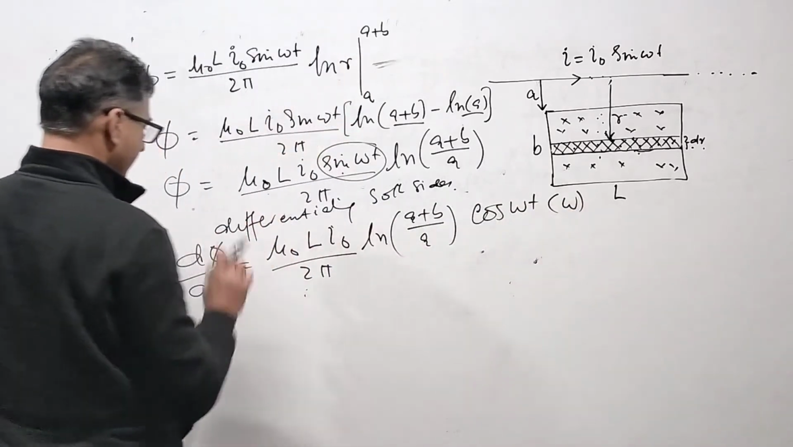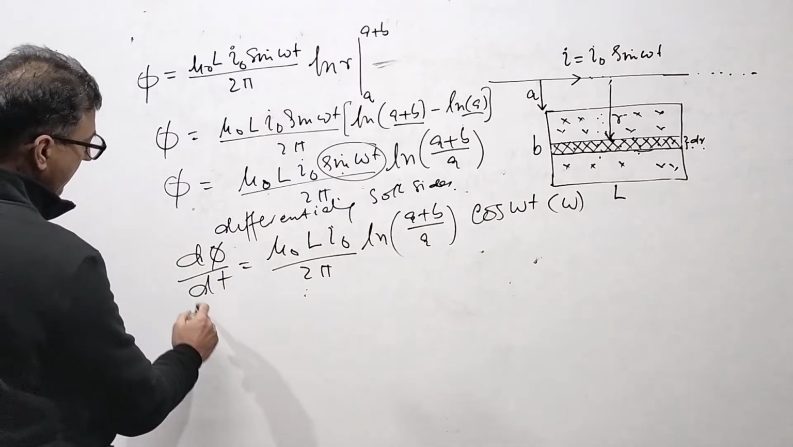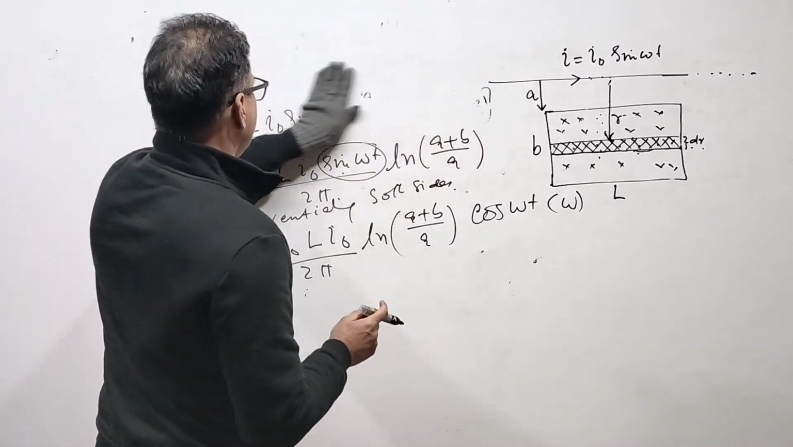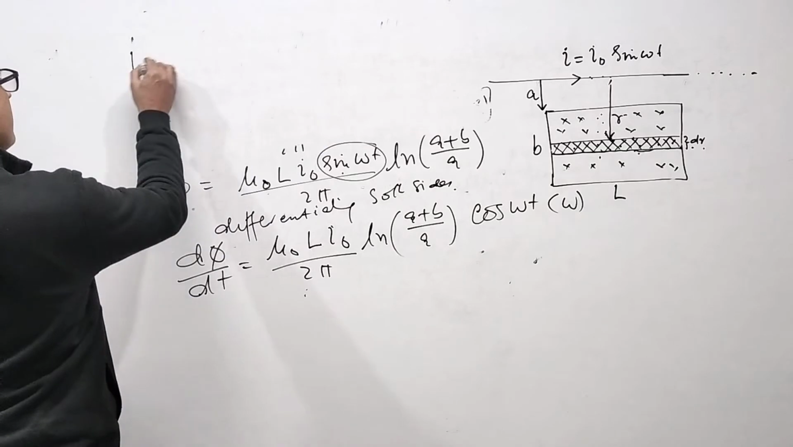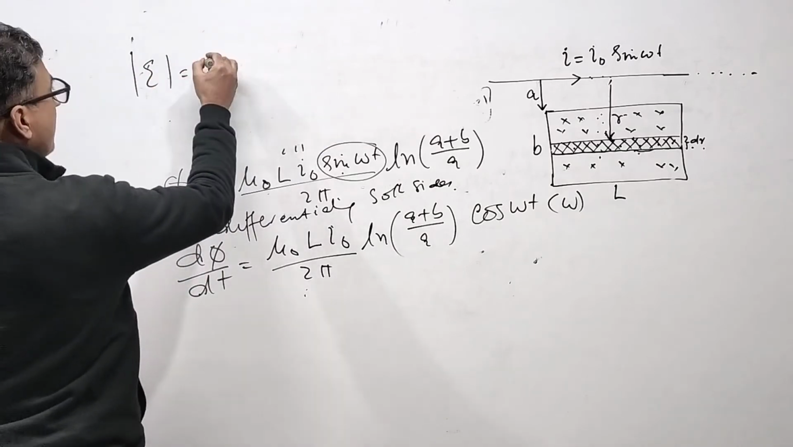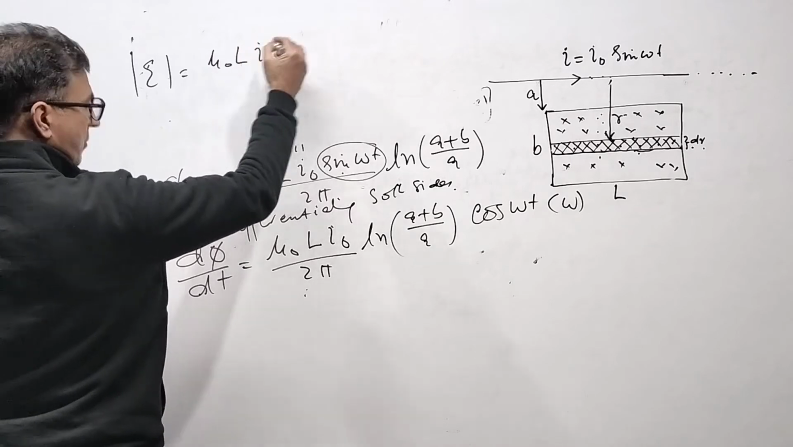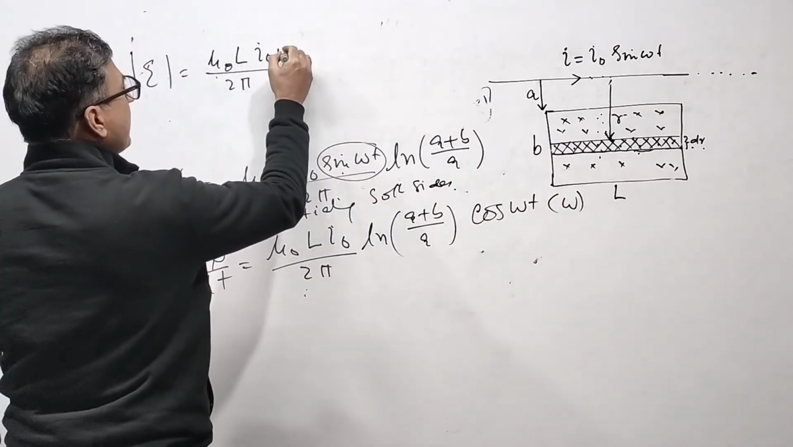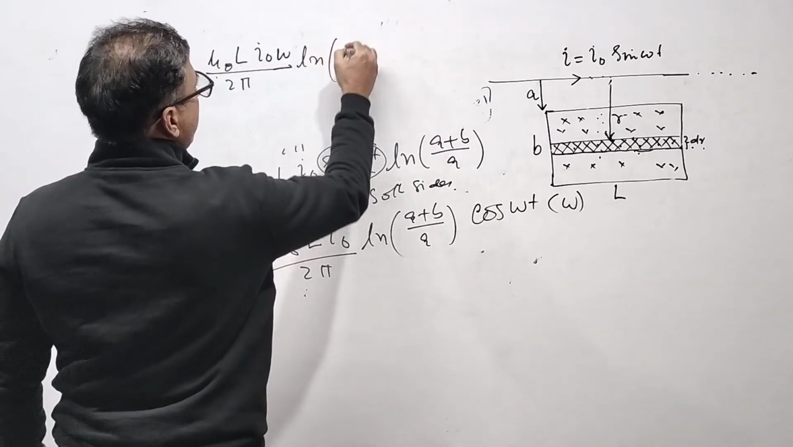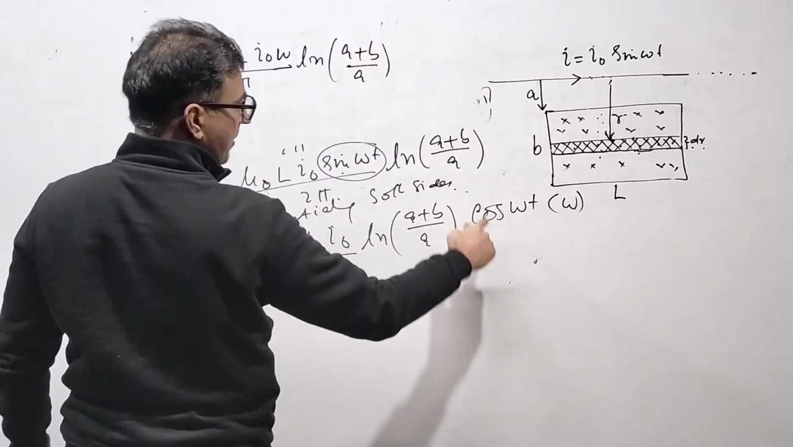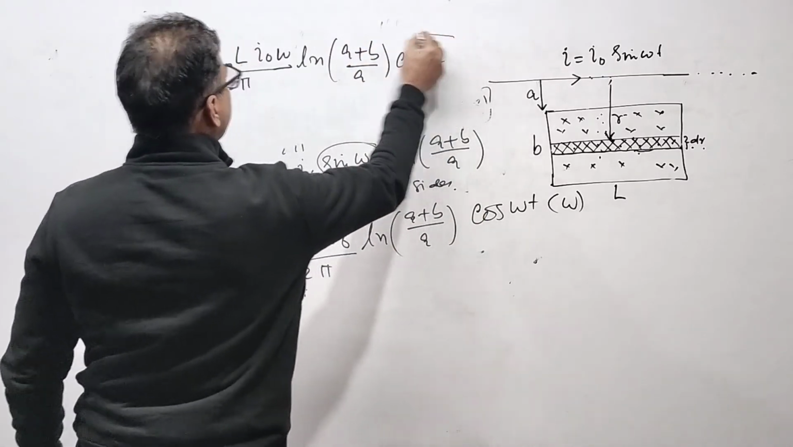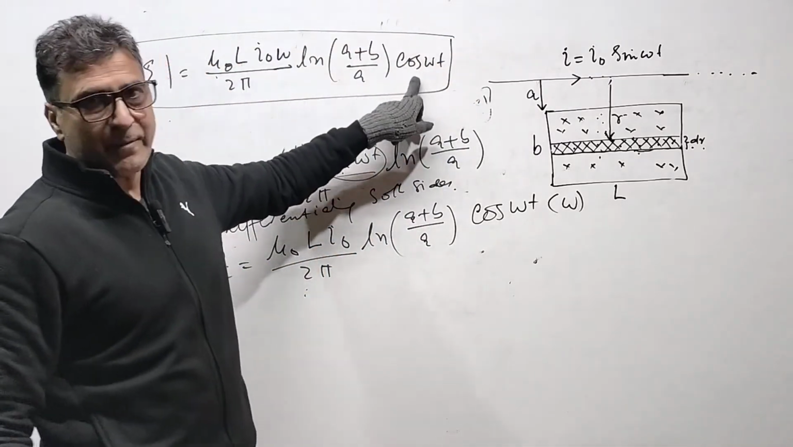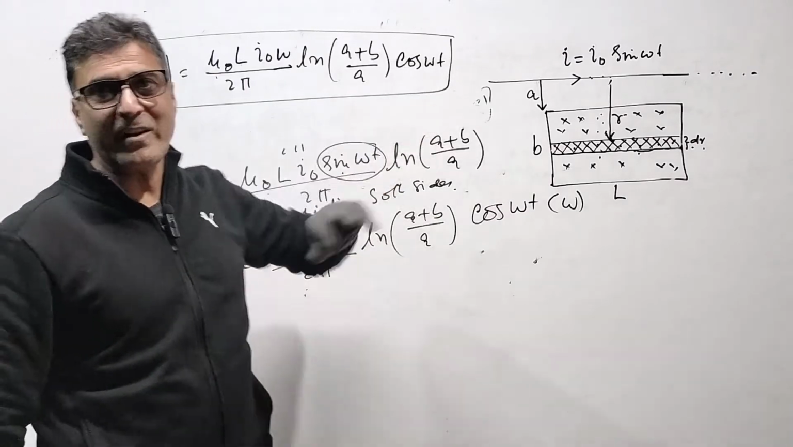Omega is multiplied here. So it is nothing but the induced EMF. This one, d phi by dt, it is induced EMF. It is mu 0 L I0 by 2 pi, with omega brought in front, and ln of a plus b by a, cos omega t. This is an alternating voltage source. So this is a voltage source which alternates in time. It is as good as an AC source because cos omega t is alternating.